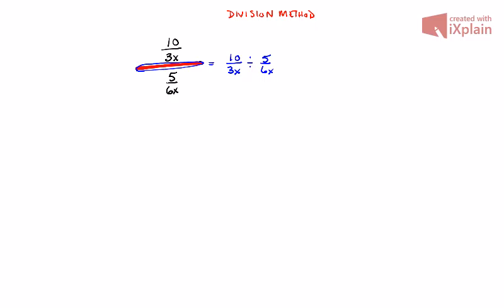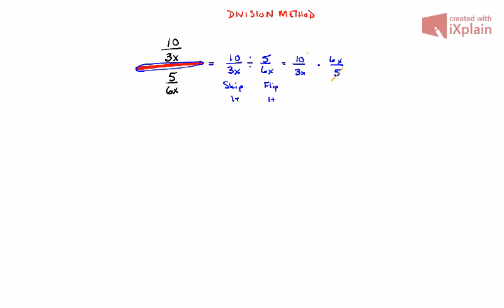At this stage in the game, we can go ahead and skip the first one. So this will stay as 10 over 3x. We can flip the second term. In other words, we want to take the reciprocal. And by taking the reciprocal, we change this division problem into a multiplication problem. Now we can go ahead and simplify this down.